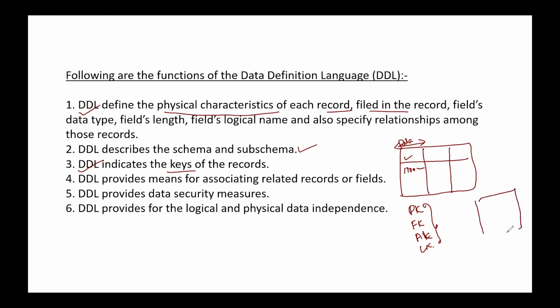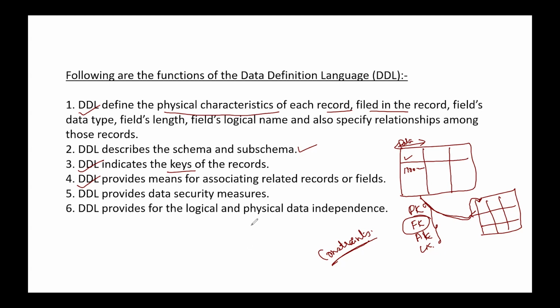Now that is once again nothing but, since we spoke about foreign key, if there are many records, association is formed. Of course, we know that association between records is formed with the help of a foreign key and primary key. That is also defined by the data definition language. Data definition language provides data security measures because of constraints. There is something called constraints which we apply on the database. That is also applied with the help of a data definition language, which helps us in the security of the database.